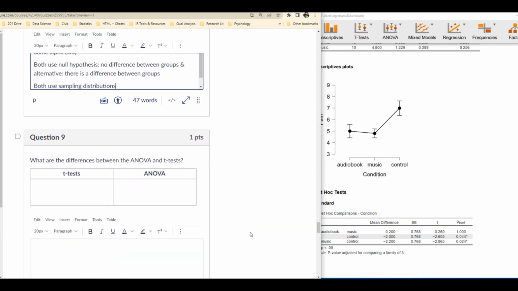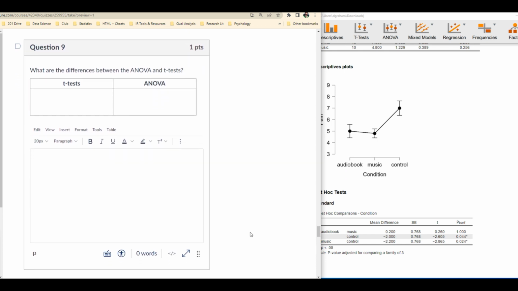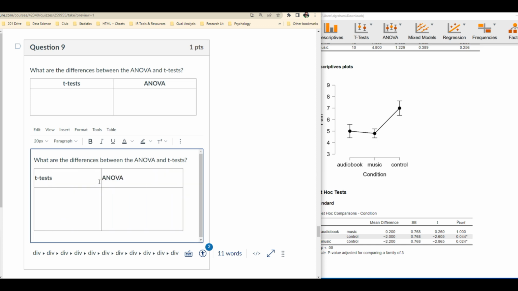Now, what are the differences between ANOVA and t-test? And again, I encourage you to pause and reflect and note as many as you can think of before you check out the rest. I was hoping this would work better. Let me see. There you go. Now I can type my answers in here.